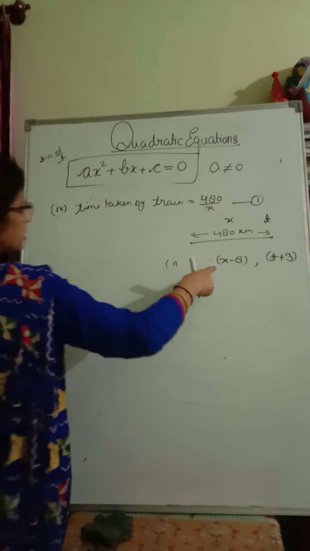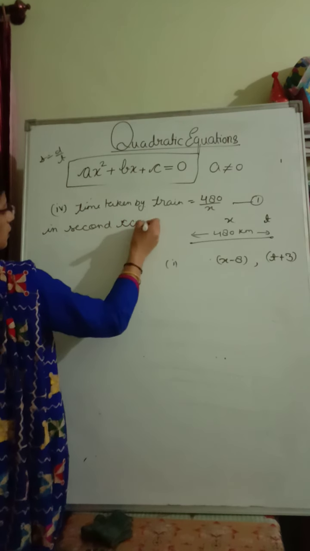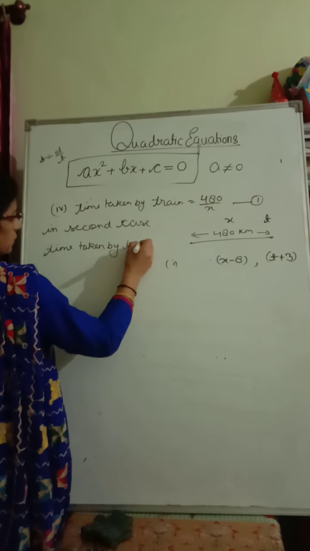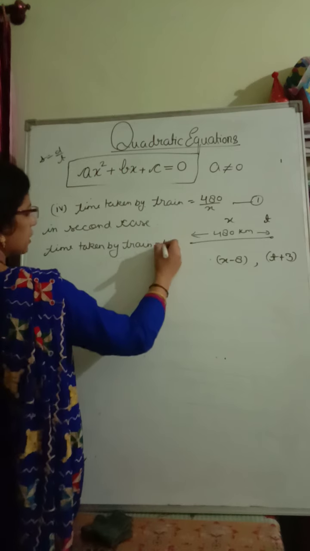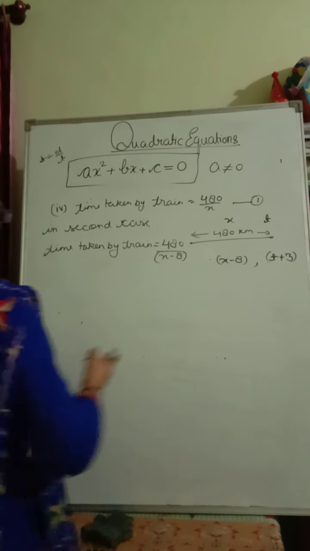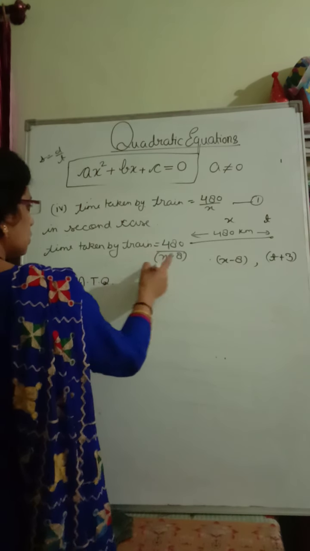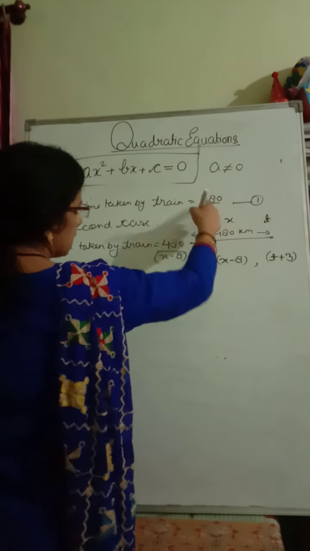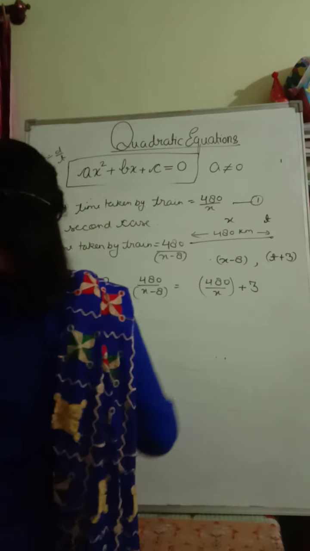ठीक है. फिर when the speed in second case, time taken by train कितना हो गया, सेम डिस्टेंस अपॉन स्पीड. तो डिस्टेंस क्या हो जाएगा, 480 अपॉन स्पीड हो जाएगी x minus 8. ओके. तो अकॉर्डिंग टू क्वेश्चन जो ये टाइम टेकन है, मतलब 480 अपॉन x minus 8, जो पहले का टाइम टेकन है 480 अपॉन x, इस टाइम टेकन से 3 hours ज़्यादा है.